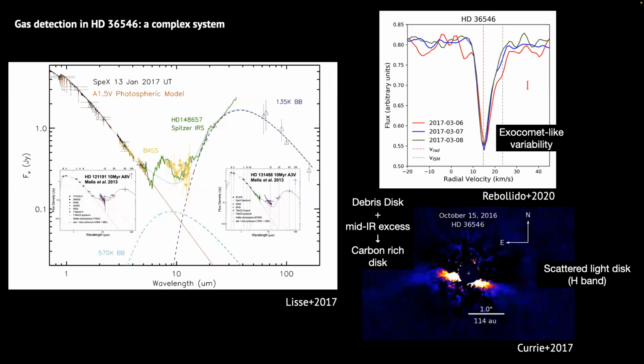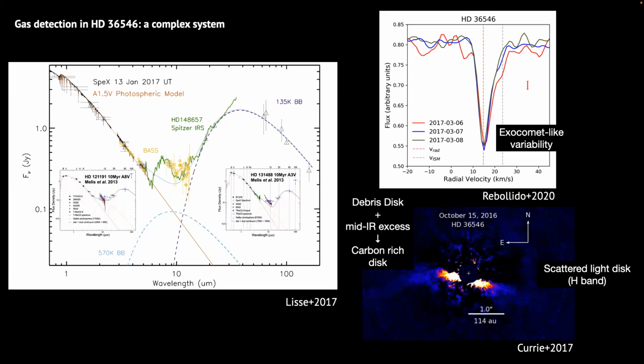And we also have detection of exocomets or exocomet-like variability in the spectra, in the optical spectra, as I showed before, those narrow absorptions that appear at different radial velocities than the star that are just really variable, and we can see it on 3 different days how the event develops at around 20-something, 25 kilometers per second.